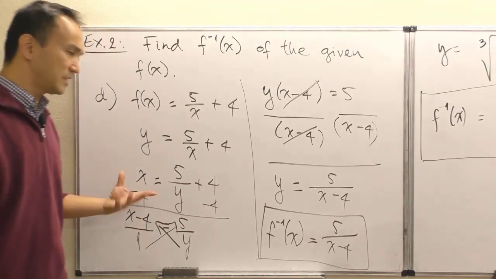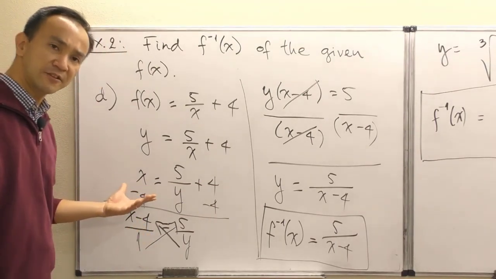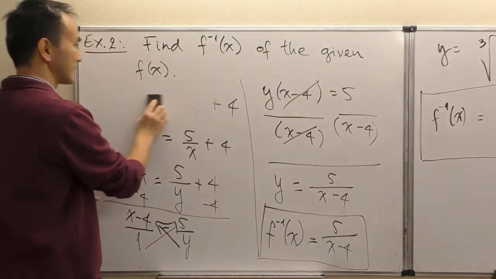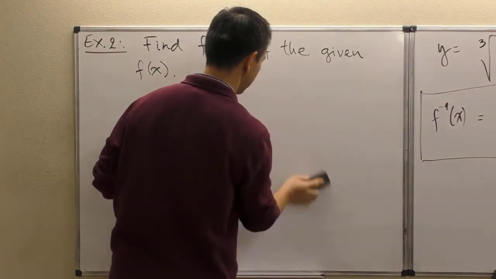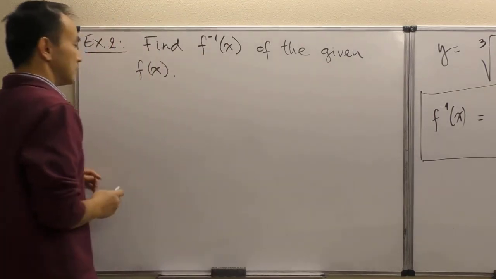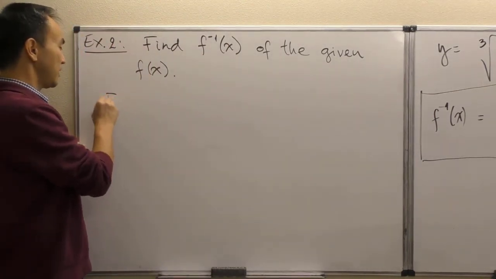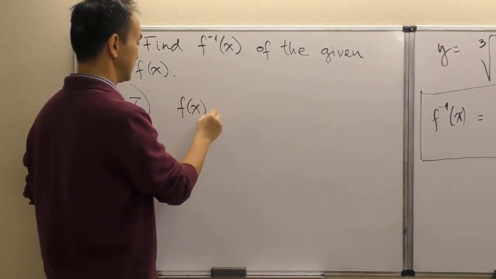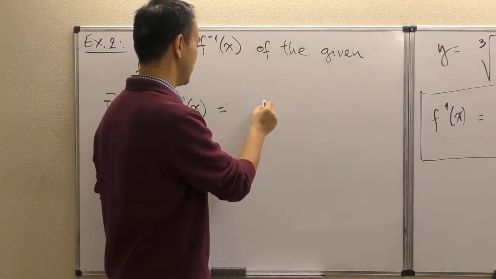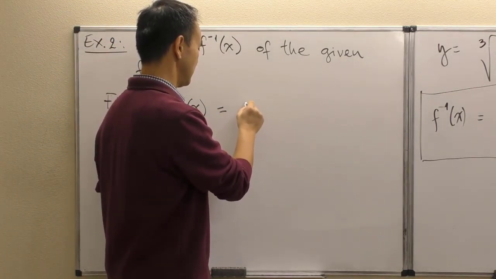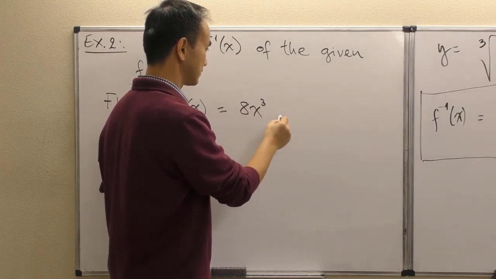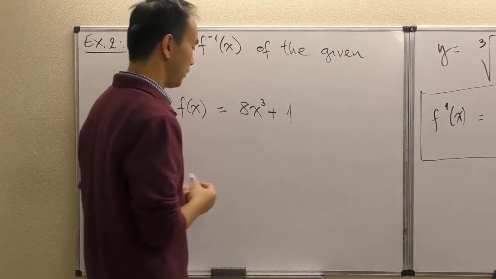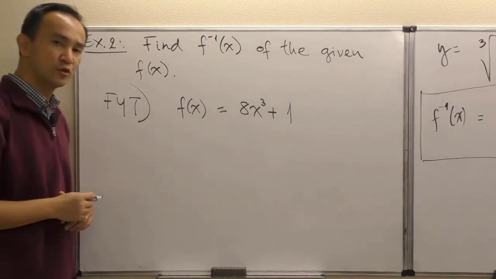Now let me give an FYT for anyone to try to work independently on your own. As an FYT, let's find the f inverse of f of x equals 8x cubed plus 1.